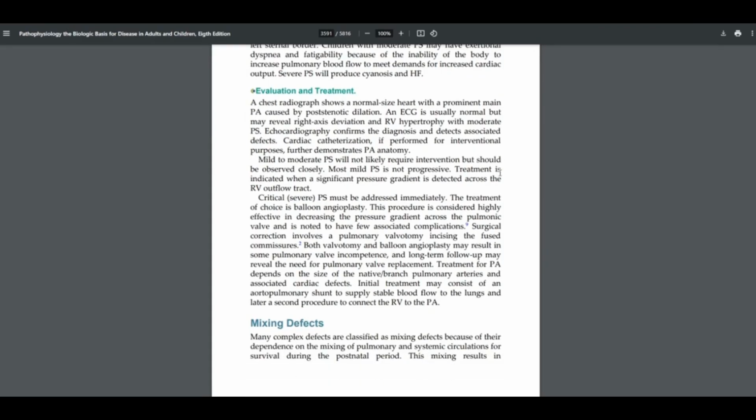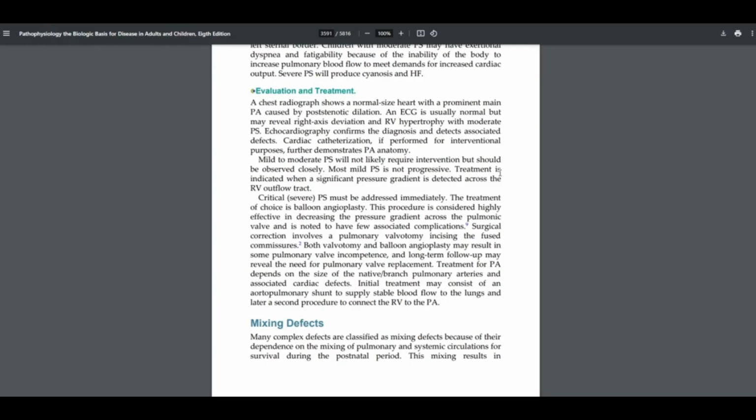The evaluation and treatment. A chest radiograph shows a normal-sized heart with a prominent main pulmonary artery, caused by poststenotic dilation. An EKG is usually normal, but may reveal right axis deviation and right ventricular hypertrophy with moderate pulmonary stenosis. Echocardiography will confirm the diagnosis and detect associated defects. Cardiac catheterization, if performed for interventional purposes, further demonstrates pulmonary artery anatomy.